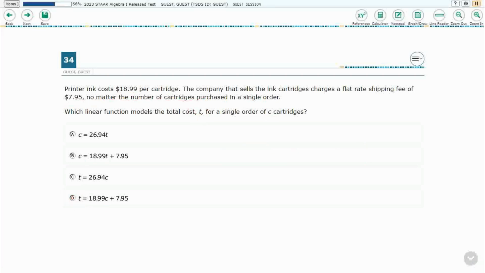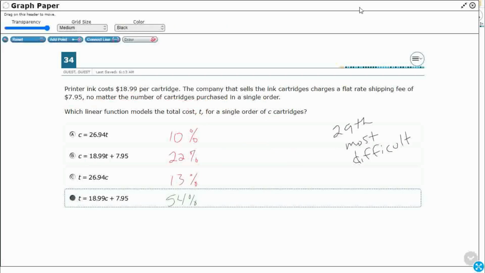Let's see how we did across the state of Texas. So this tended on the easier side. This was tied for the 29th most difficult. Remember, out of 50, 25 is going to be your halfway point. But just looking at the answer selections, you can easily see why almost a quarter of the students chose B rather than C.